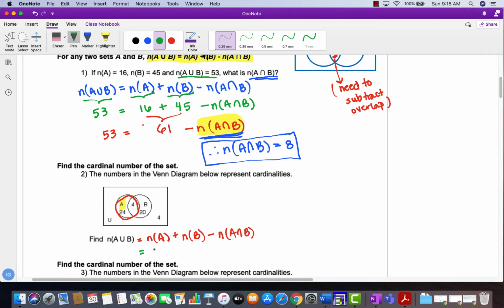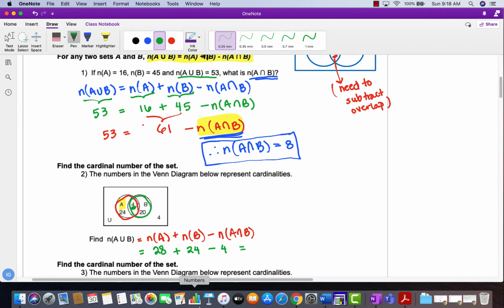Okay, so I'm going to say the number of elements of A is 24 plus 4, which is 28. Plus, I'm going to do the same thing for B. All the elements inside the circle where B is. So in this case, it's 4 plus 20 is 24. Minus, this is the overlapping. So I'm going to subtract what's in the middle right here, which in this case is 4.